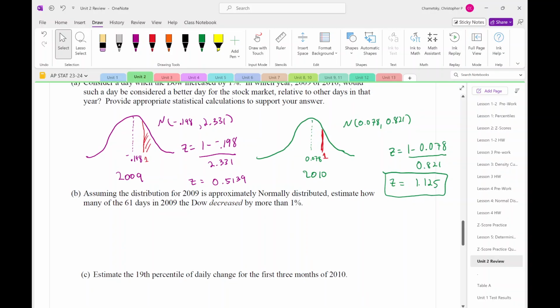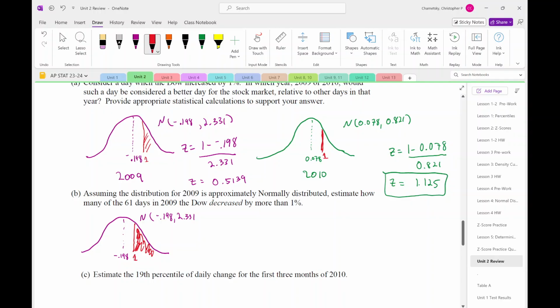Okay. Assuming the distribution for 2009 is approximately normal, estimate how many of the 61 days in 2009 decreased more than 1%. So we're in 2009. There's our normal distribution. Mean negative 0.198. Standard deviation 2.331. And here's where we're trying to figure out the shading greater than 1.